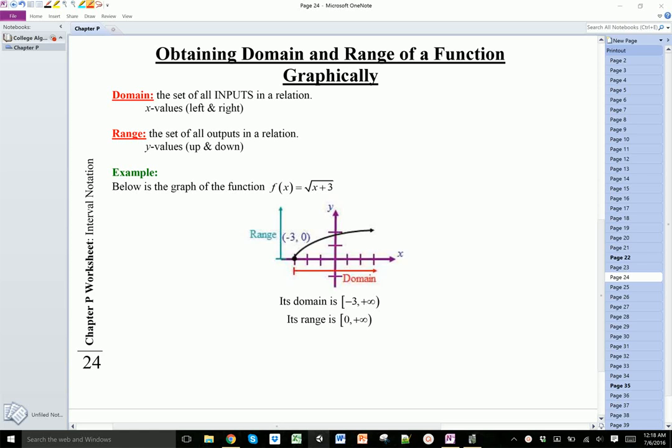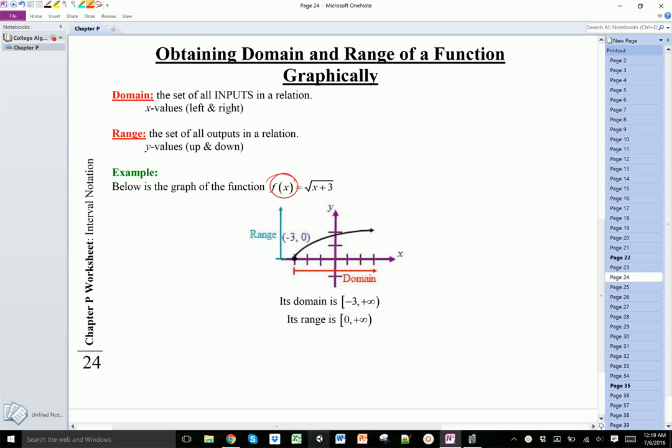The domain of a function is the set of all values that you're allowed to put into it, and the range of a function is the set of all values that you get out of it. So when you're looking at the graph of a function, it's very easy to determine the domain and range. Since this function is a function of x, if we look at the graph, the x values that are represented by the graph are going to represent the domain.